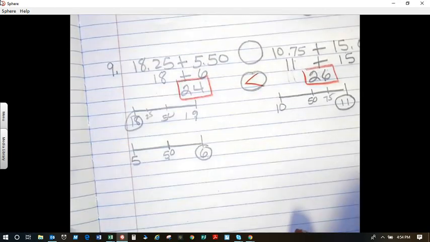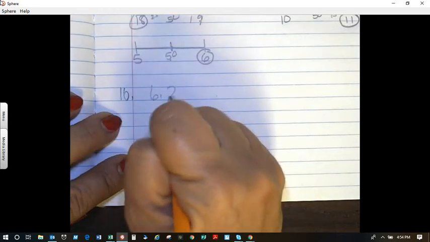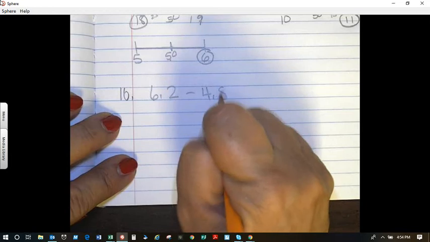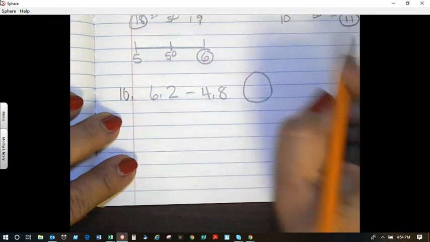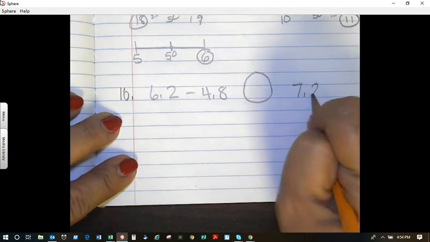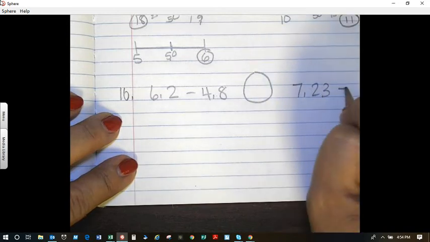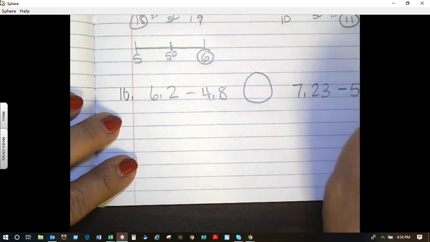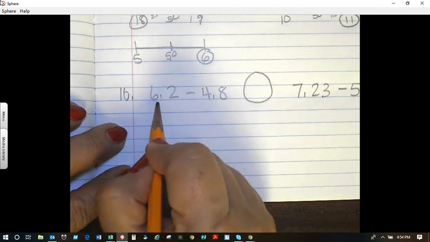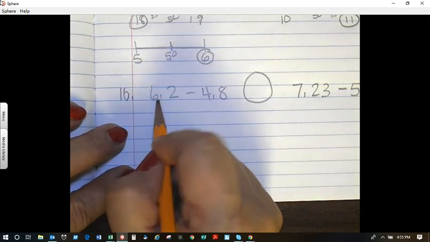All right, let's do number 10 just because it's a subtraction problem, and you want to make sure that you get in some of your subtraction practice. So number 10 is 6 and 2/10 minus 4 and 8/10. And is that going to be less than or greater than 7 and 23/100 minus 5 and 8/100? We need to estimate. Looking at it, what can we say then?